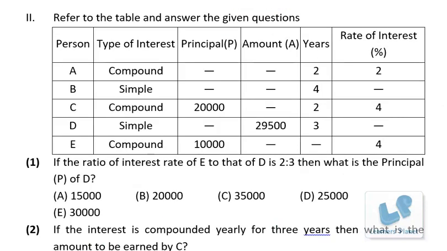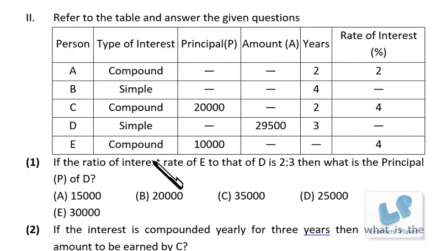Now let's try this question. This set of questions, 5 questions are there. The questions are based on simple and compound interest. For 6 persons, A, B, 5 persons, type of interest compound, simple, compound, principal, somewhere it is given, somewhere not, amount, year, and somewhere rate of interest. So we just have to find out some missing data over here.